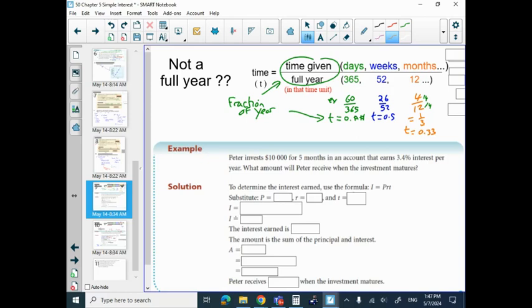So same idea here in this one that's ready to go and worked out here. $10,000 for 5 months in an account that earns 3.4% interest per year. So they're asking what amount of money you'll have or what the value of that investment is after 5 months. So in other words, it says after the investment matures, or basically when Peter cashes out, gets the money. So just like I did before, we have variables. So we notice that the P is the 10,000, the R is the 0.034, and the T is 5/12 because this is your fraction of a year, right?